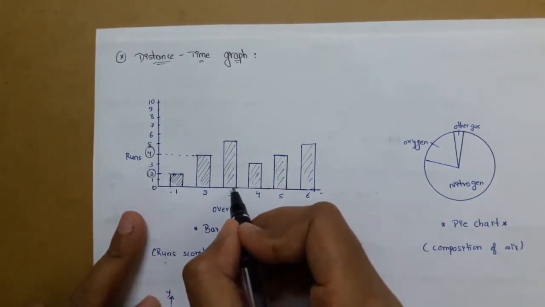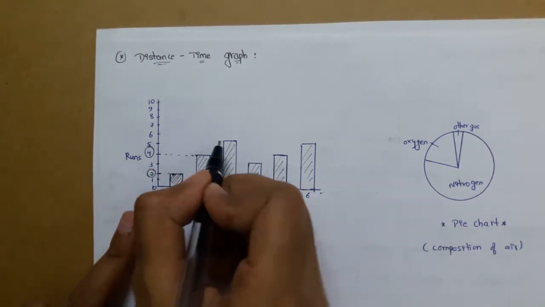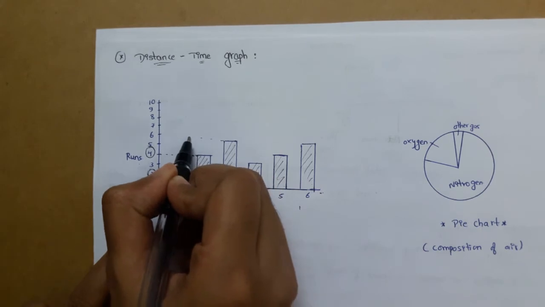Similarly, for the third over, fourth over, fifth and sixth, you can get the runs by drawing a perpendicular line to the y-axis.